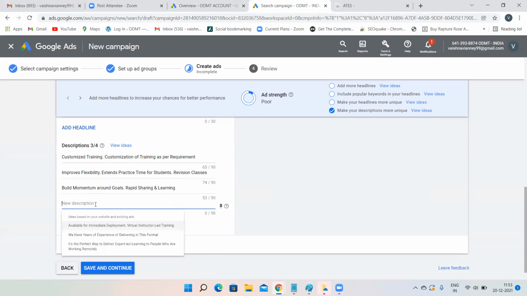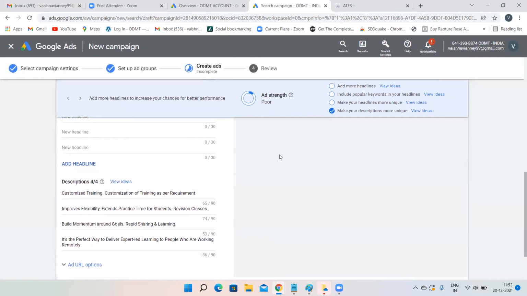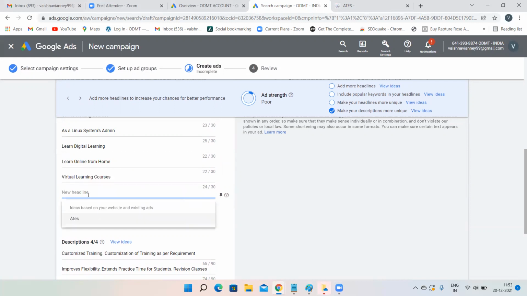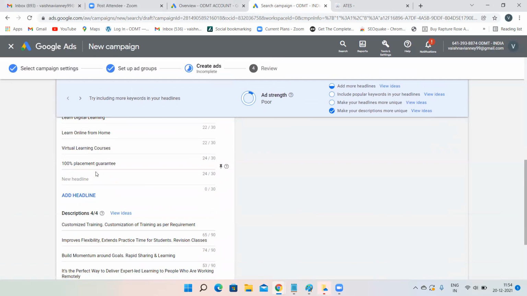If you want to add more, you can add more. See, make your descriptions more unique. This is checked. I have to add more headlines over here. So I'm adding more headlines. Okay, adding more headlines is done.